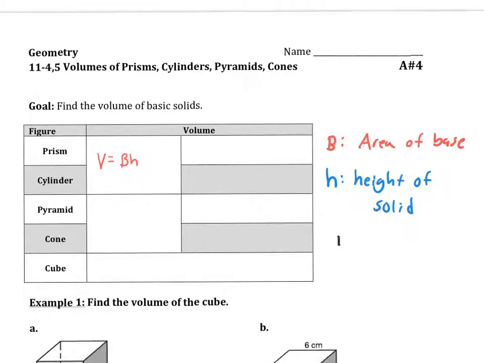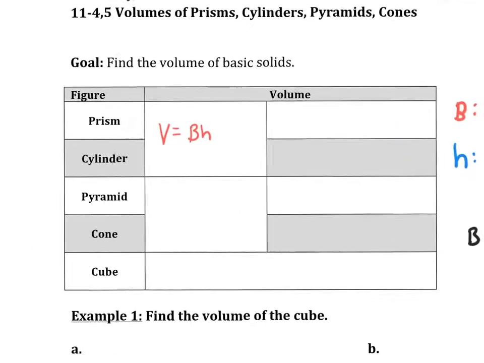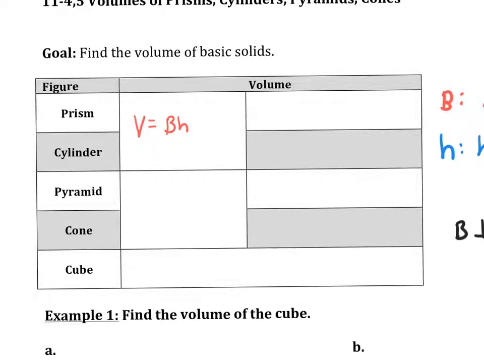Another thing to consider is that B is going to be perpendicular to H. There is no specific formula for a prism because whatever the base is, it's going to change. So here we're just going to stick with BH, capital B times H. However, for a cylinder, we have a specific volume formula because the area of the base is always a circle. So pi r squared H will always be the formula there.